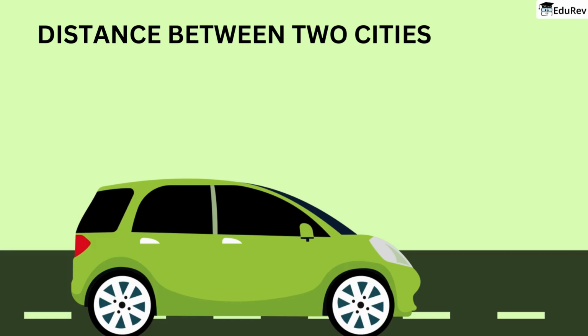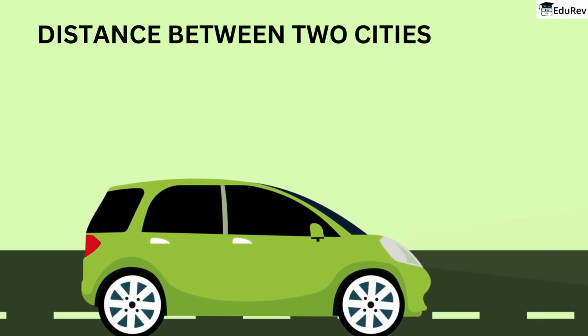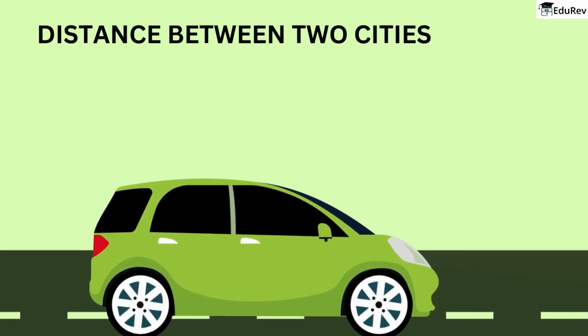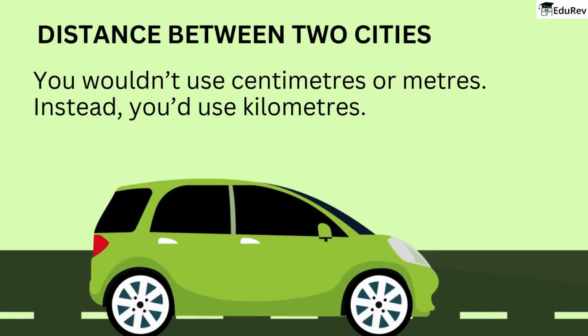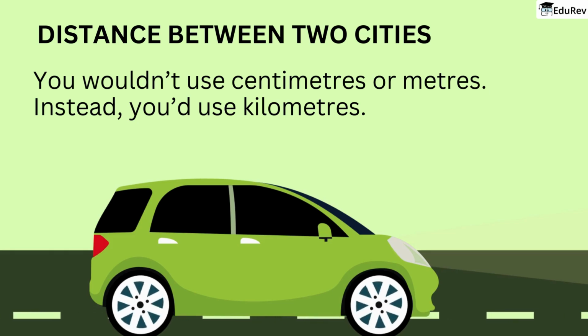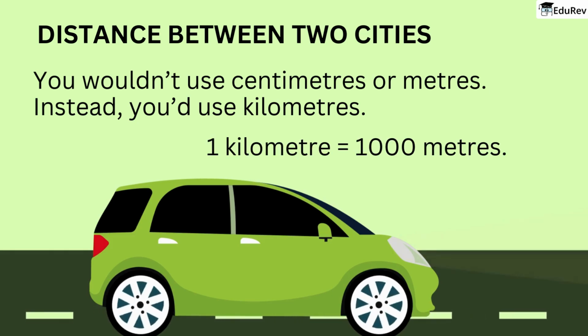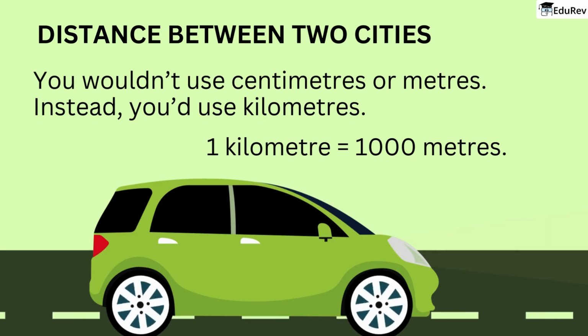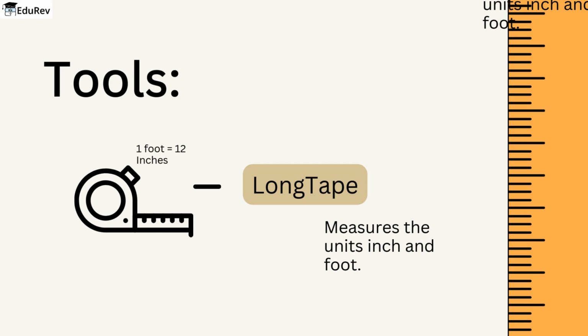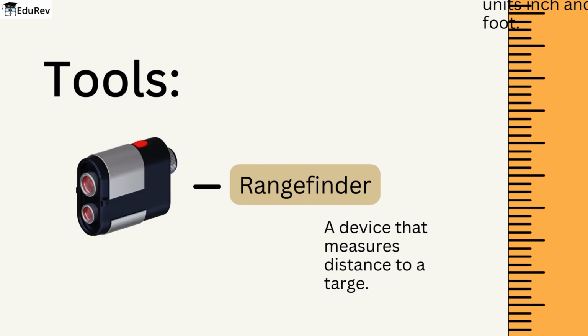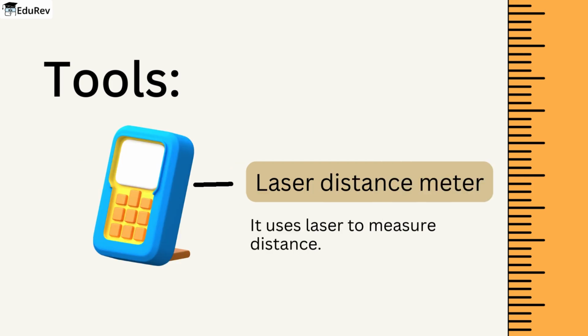Now what if you wanted to measure a really long distance, like the distance between two cities? You wouldn't use centimeters or meters. Instead, you'd use kilometers. 1 kilometer is equal to 1000 meters. We can measure long distances with tools like a long tape, a rangefinder, which is a device that measures distance to a target, or even a laser distance meter, which uses a laser to measure distance.